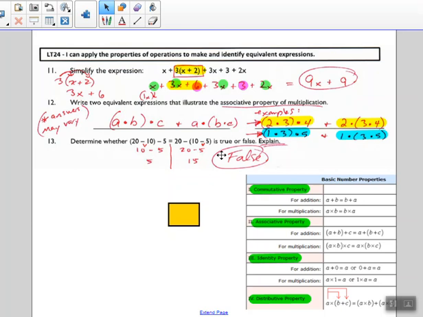So this is false, and I want to explain that with words. Okay, I can say something like the associative property only works for addition and multiplication, not subtraction. Or I can say, I know it's false because I get different answers when I solve both sides of the equal sign. All right.